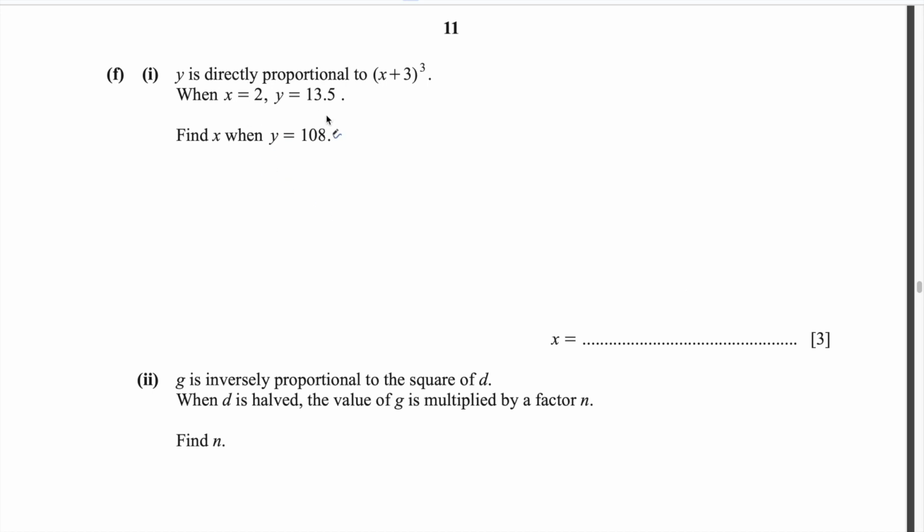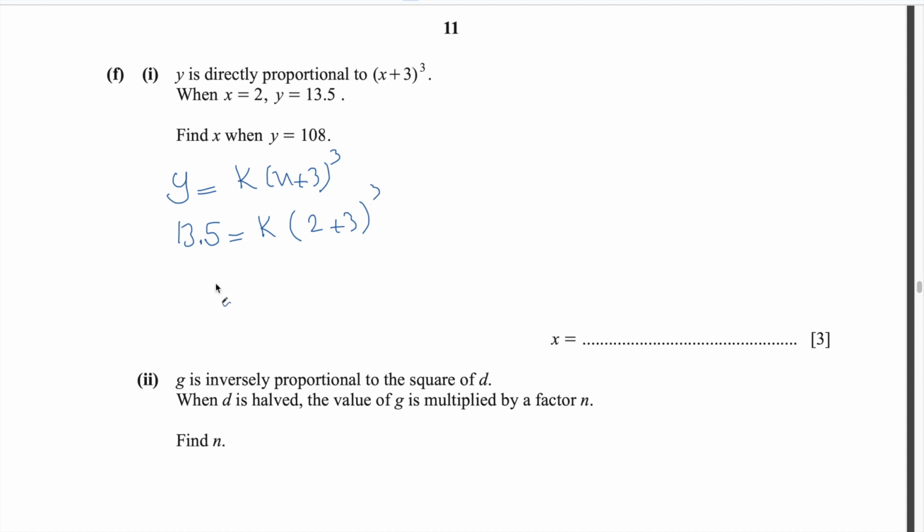It says y is directly proportional to (x plus 3) cubed. So when y is directly proportional to something, y is equal to k times (x plus 3) cubed. It says x is 2, y is 13.5. I replace to find the constant of the variation. So k and (2 plus 3) to the power of 3.